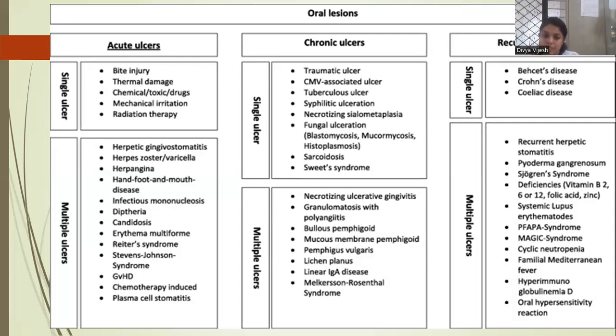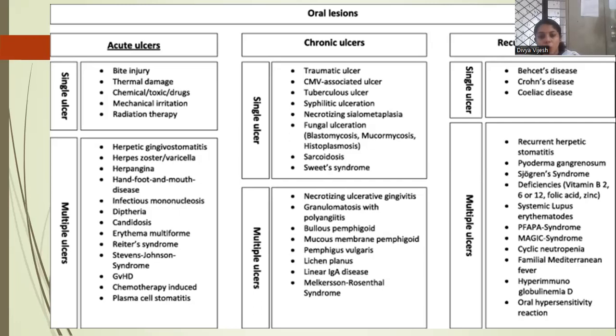Herpetic gingivostomatitis, herpes zoster, herpangina, hand, foot, and mouth disease, infectious mononucleosis, diphtheria, candidiasis, erythema multiforme, Reiter's syndrome, and so on. You have to just go through this classification.